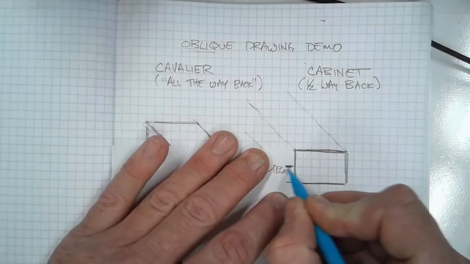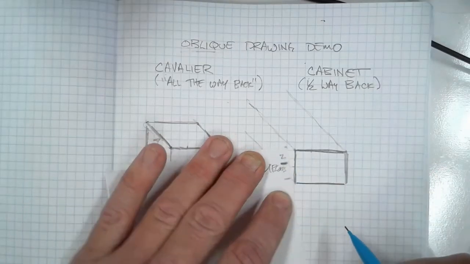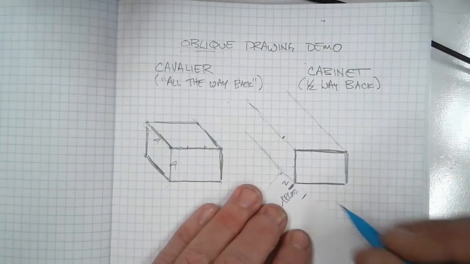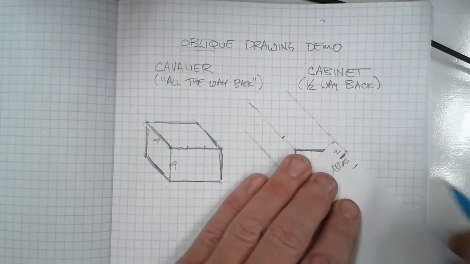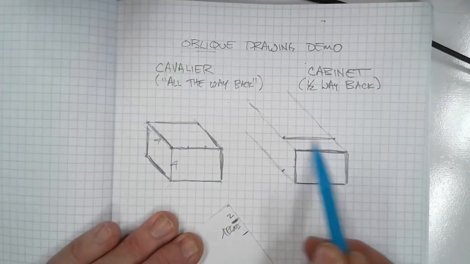So I'm going to mark this at 2 squares. From the corner of this paper to here is 2 squares. And I'm going to only go back that far. I'm going to make that mark. And then I connect those points.